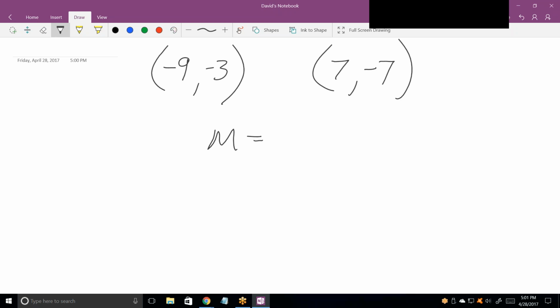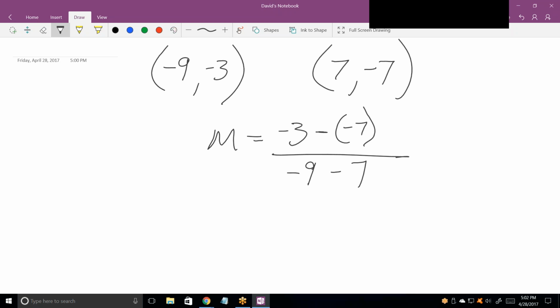So -3 plus -7. Okay, it's -3 minus a -7. It's subtraction always. In other words, the difference of the y coordinates over the difference of the x coordinates, which is -9 minus 7 in this case.